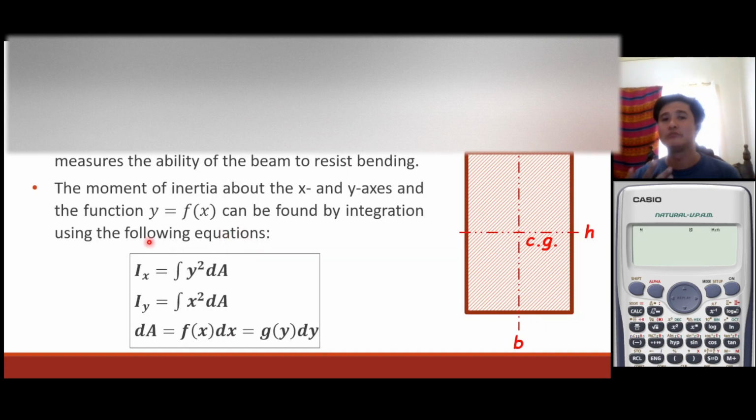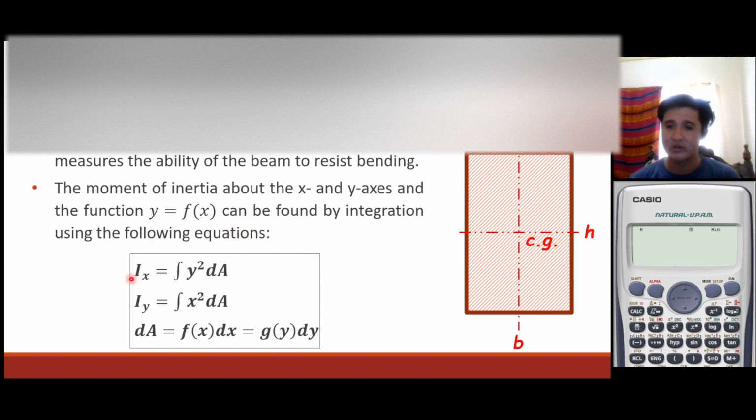Okay? So, third is yung moment of inertia. So, this is also called the second moment of area. Okay? So, the moment of inertia of a beam's cross-section measures the ability of the beam to resist bending. Okay? So, pag sinabi natin moment of inertia, it is the ability of the beam or the cross-section to resist bending. Bending about the x-axis, bending about the y-axis. So the moment of inertia about the x and y-axis and the function y is equal to f of x can be found by integration using the following equation.